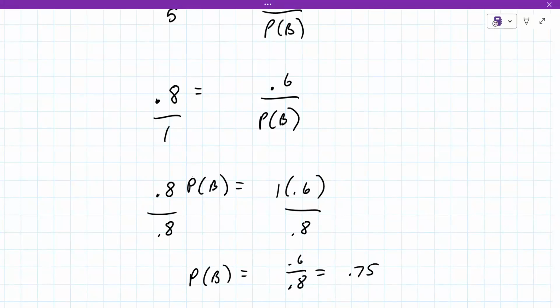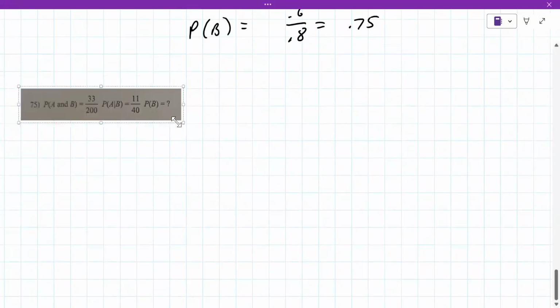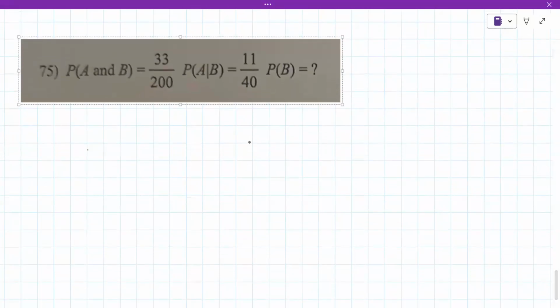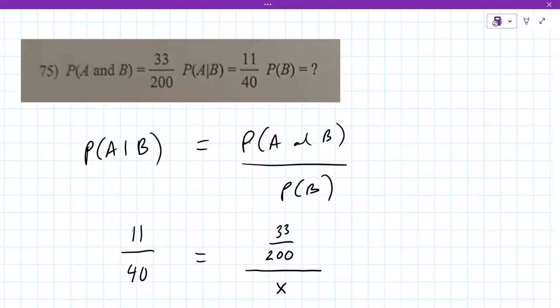Okay, so let's do the next one here. Really helps to have the correct formula, of course. So the probability of A given B, that vertical line means given, is the probability of A and B over the probability of B. So A given B is 11 over 40, which you can convert to a decimal if you want. A and B is 33 over 200 over X.